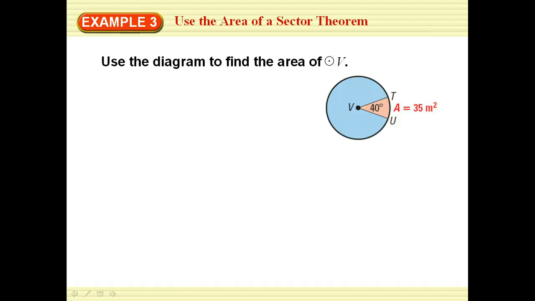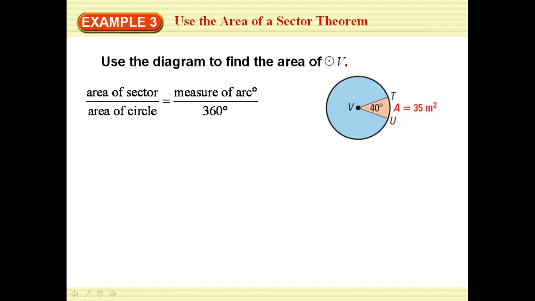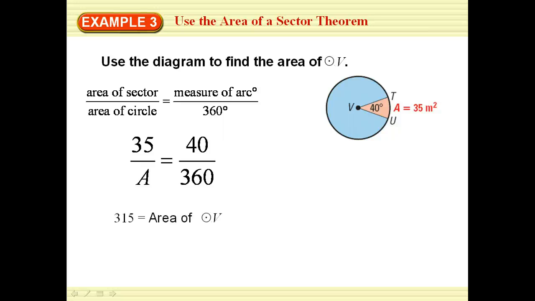So here we're given the area of the sector and we're asked to find the area of the circle. So we still use that same formula. We're just plugging our numbers into different places. My area of my sector I know this time, and I'm looking for the area of the circle, so we solve the proportion and we get 315.